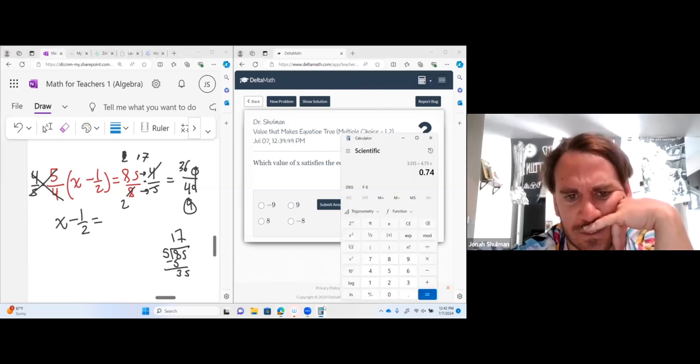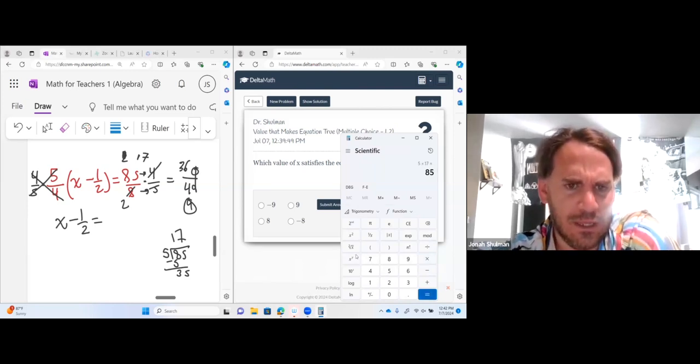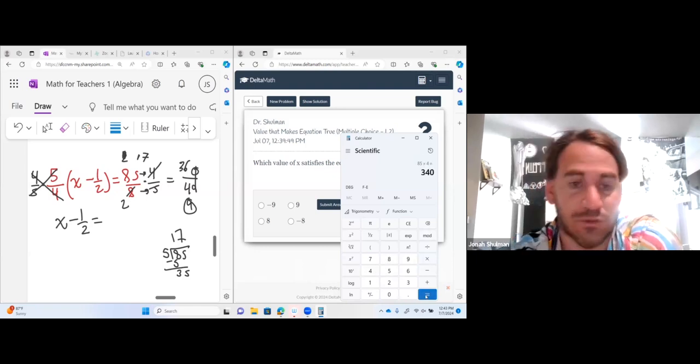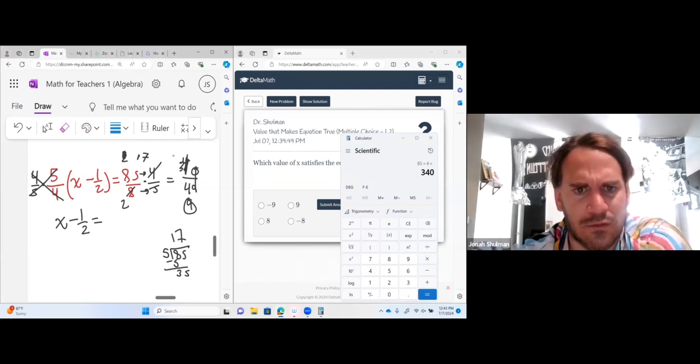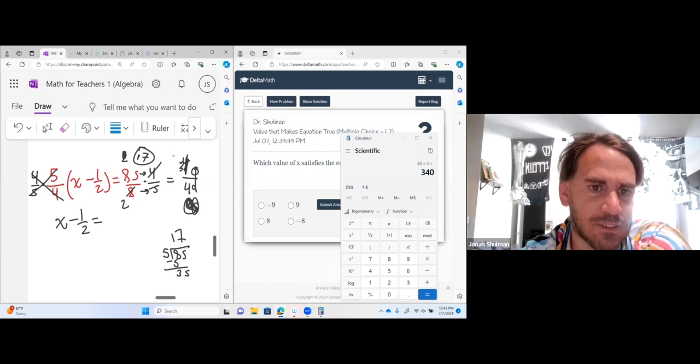I think 5 times 17 is 85. Yeah, okay. And 85 times 4 is not 360. That was the problem. It's 340. 340 over 40, we divide this by 2 and we get 17 halves. So either way, you're going to get 17 over 2.